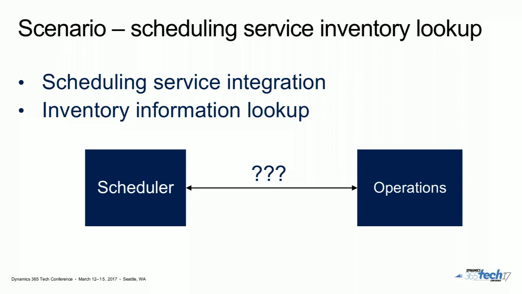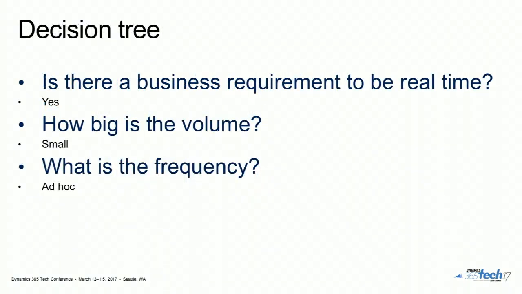Real-time, okay. So we'll go through a high-level decision tree. What's the business requirement? That's the very first question you need to ask. In this scenario, yes, we want real-time because the scheduler needs to confirm whether that person can go for maintenance. The next question you need to ask is, is the volume high? In this scenario, the volume is really small. We are talking about maybe a couple of hundred calls in an hour.